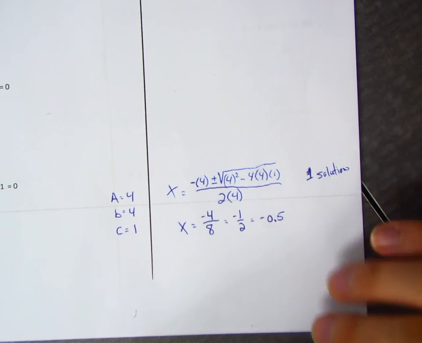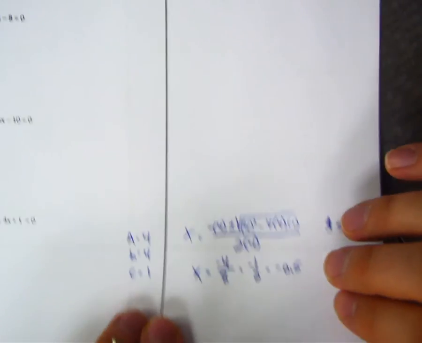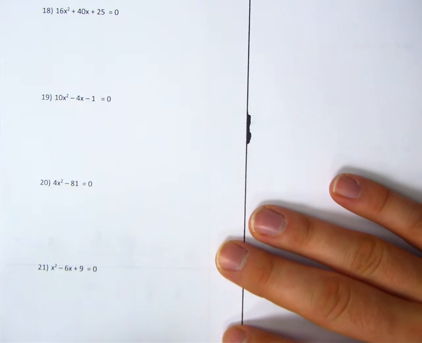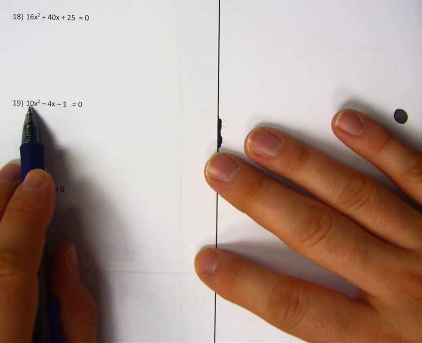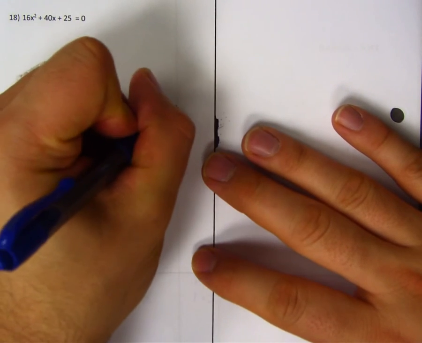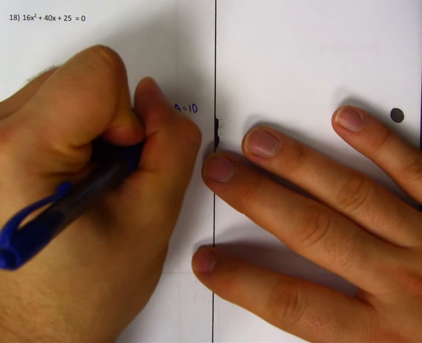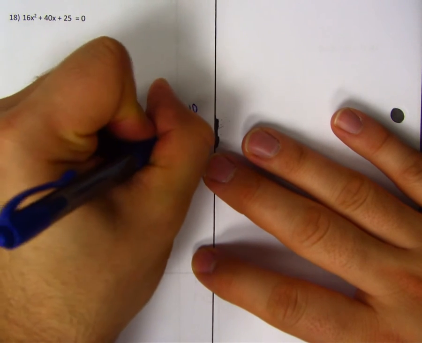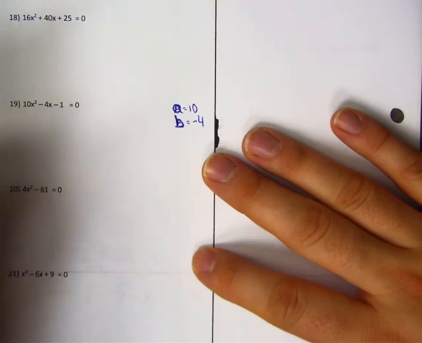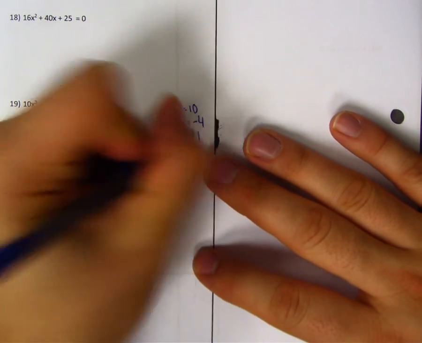All right. I'll do one more. If you're good with this, you can go ahead and stop it and just continue on working on these. But I wanted to do one more. I'm going to do number 19, with the 10x squared. So A is going to be 10. B is going to be negative 4, and C is going to be negative 1.